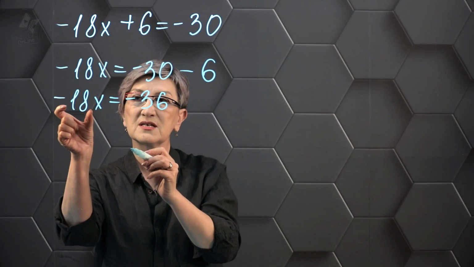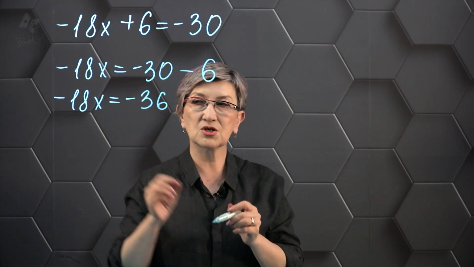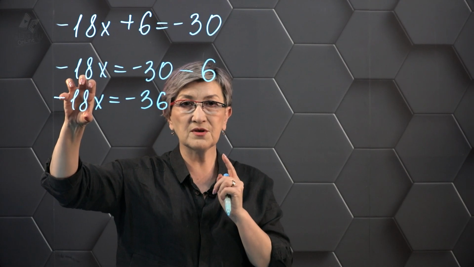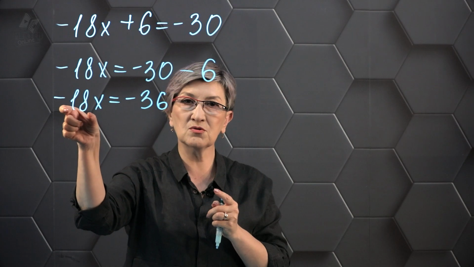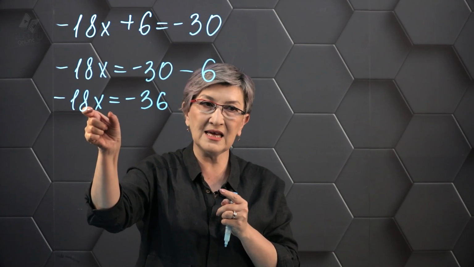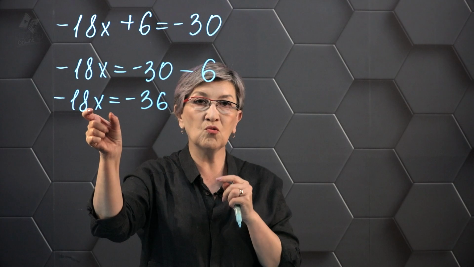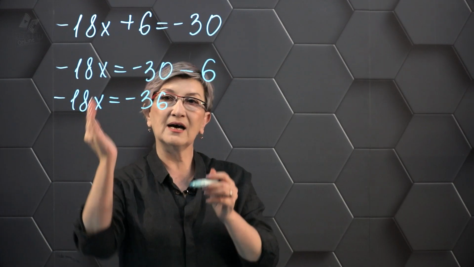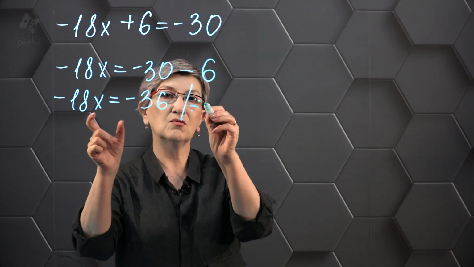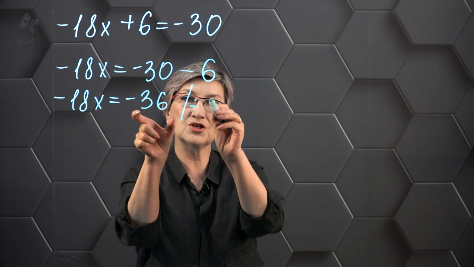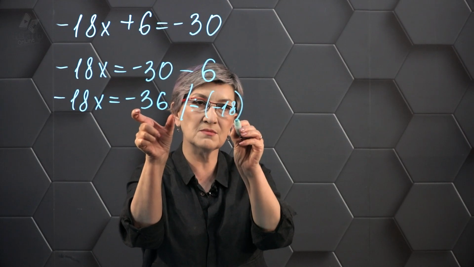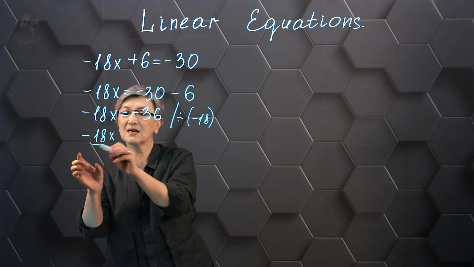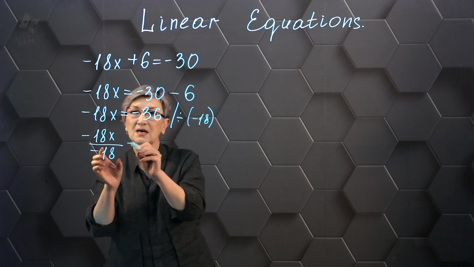And now minus 18x equals minus 36. We need to get rid of the number minus 18. Notice that there's a multiplication sign between the number minus 18 and the variable x. So I must divide the entire equation, the left side and the right side, by the number minus 18. What is the result? Minus 18x divided by minus 18 equals minus 36 divided by minus 18.